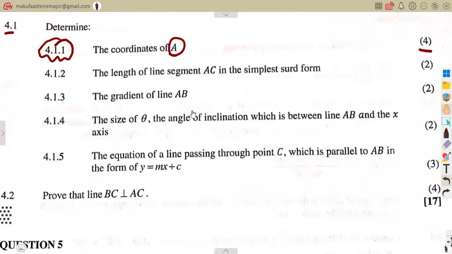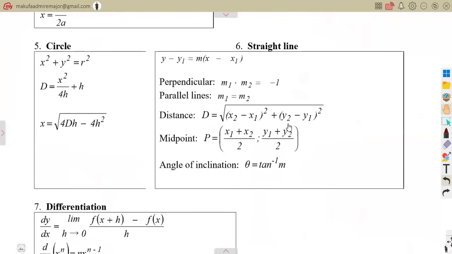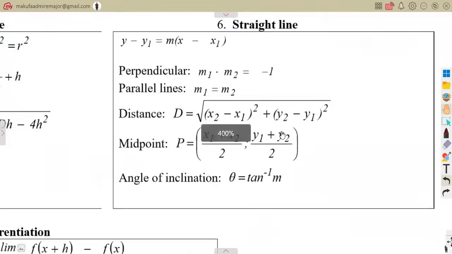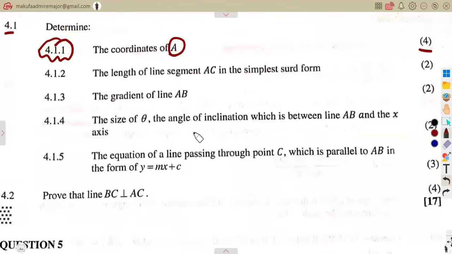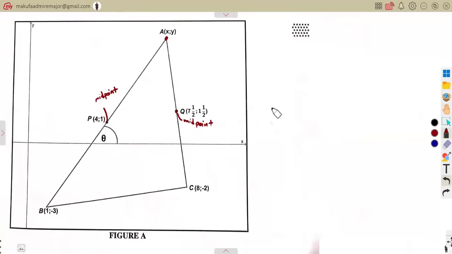So do not worry about part of your geometry, part of the straight line. We are given, in this case, what we need. The midpoint, P is given, x1 plus x2 over 2, y1 plus y2 over 2. So remember your midpoint concept. So using that midpoint concept, we can attempt our question. So that's 4.1.1. So you're going to choose which midpoint?